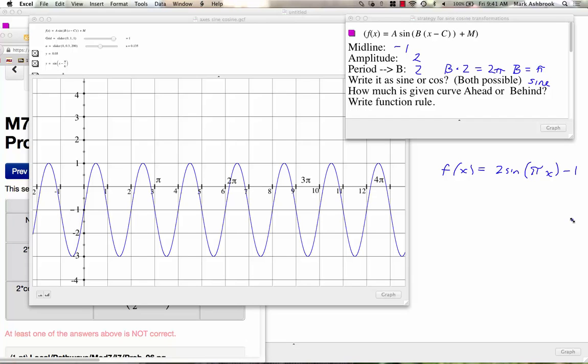Yes? Is that what we came up with? Okay, as cosine. So same function, but now as a cosine curve. Everything's the same except there's going to be a shift. So we can just start like that, and all we got to do is figure out the shift for cosine.